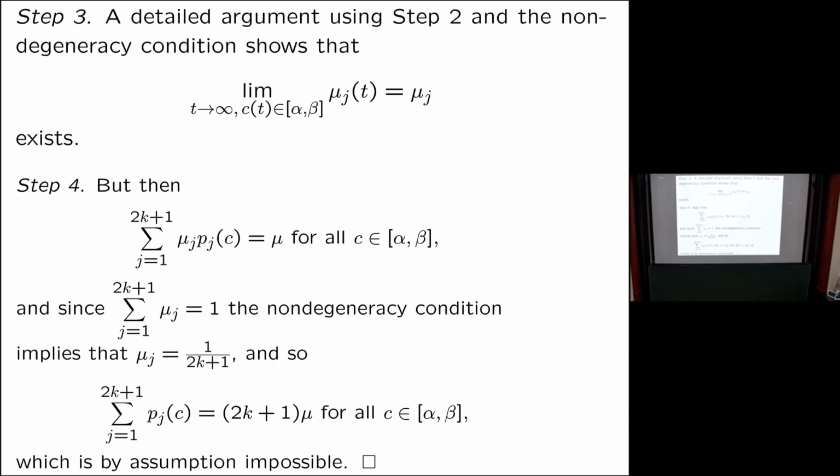Right, and the sum of the mu j's has to be the length of the interval. And so we use the non-degeneracy condition, so the mu j's all have to be equal. But since the sum of them is 1, they have to equal 1 over 2k plus 1. And so you get the sum of pj of c is 2k plus 1 times mu, and the extra assumption in the theorem said that there is some c in alpha beta for which this is not true. So that's impossible. And so you get convergence to an equilibrium under the non-degeneracy condition.